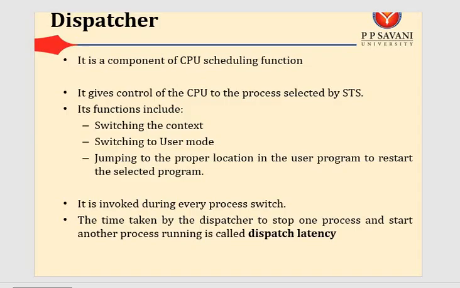Now move to the next topic, that is the dispatcher. It is a component of the CPU scheduling function. It gives control of the CPU to the process selected by the short-term scheduler. Its functions include switching the context from one process to another, switching to user mode, and third, jumping to the proper location in the user program to restart the selected program.